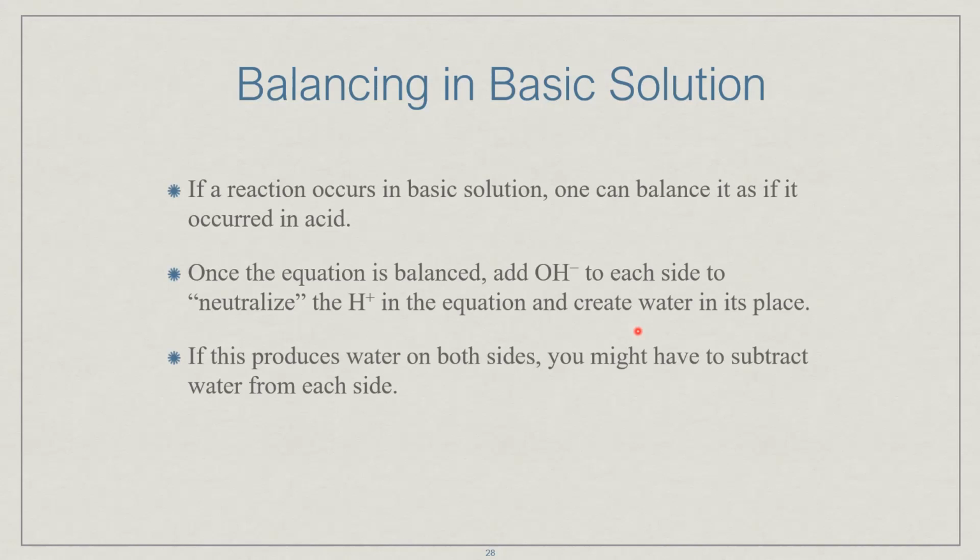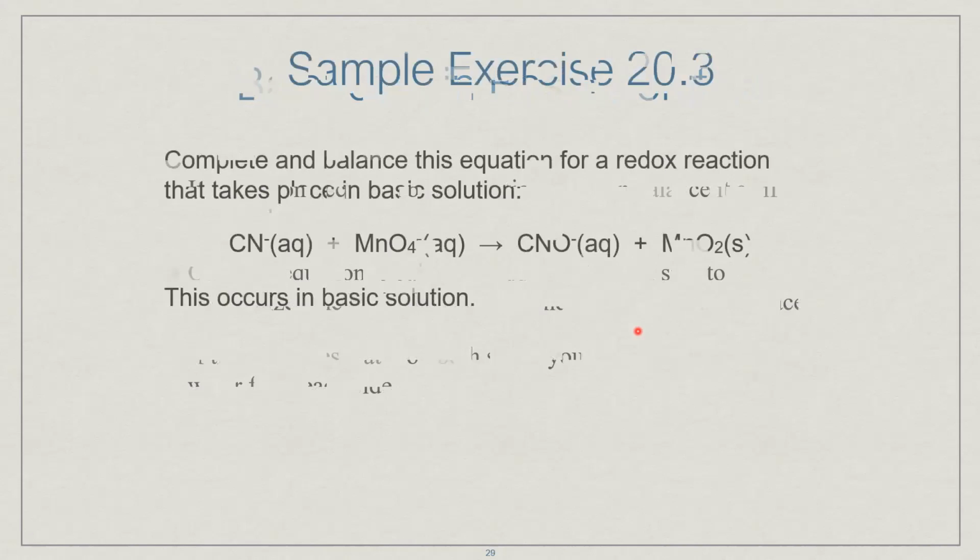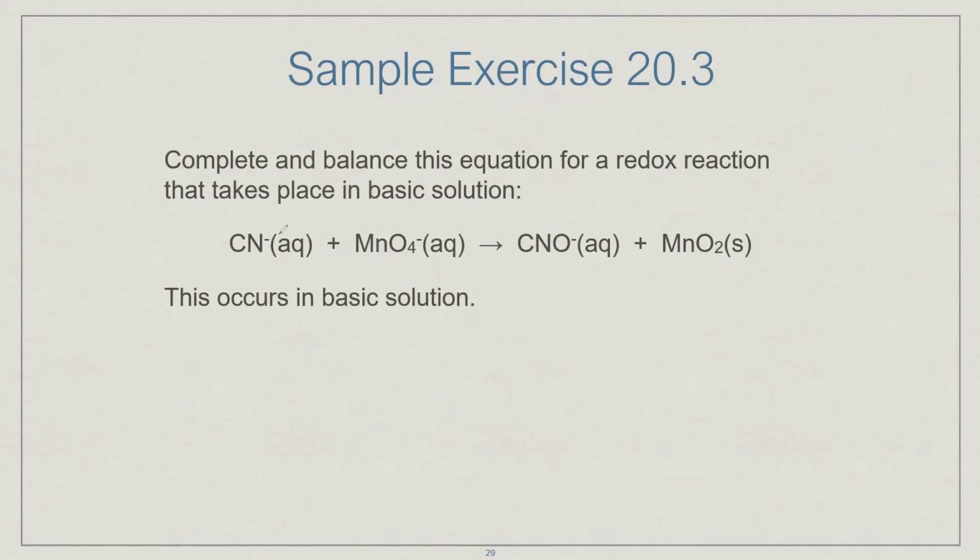So with the basic solution, still follow those same steps. But when we get to the balanced half reaction, look at the reaction. If we've got H+ there, we're just going to add an equal amount of hydroxide to both sides of that half reaction. So if you want to practice with this one, you can do the same thing. Again, it's going to follow those same steps, but once you get the half reaction, we'll just add the hydroxide in.